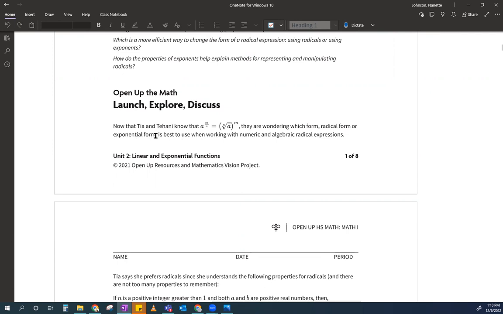So it says, now that Tia and Tahani know that a to the m over n equals the nth root of a to the m, they are wondering which form, radical form or exponential form, is best to use when working with numeric and algebraic expressions, radical expressions. Okay. So what I want you to think about is, this is one language. This is exponential language. And this is another language, which is radical language. Okay. I can say the same exact thing, right?